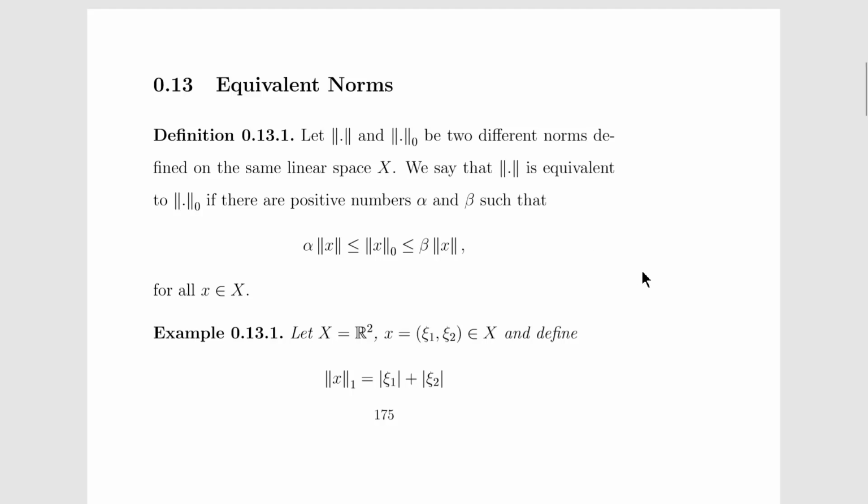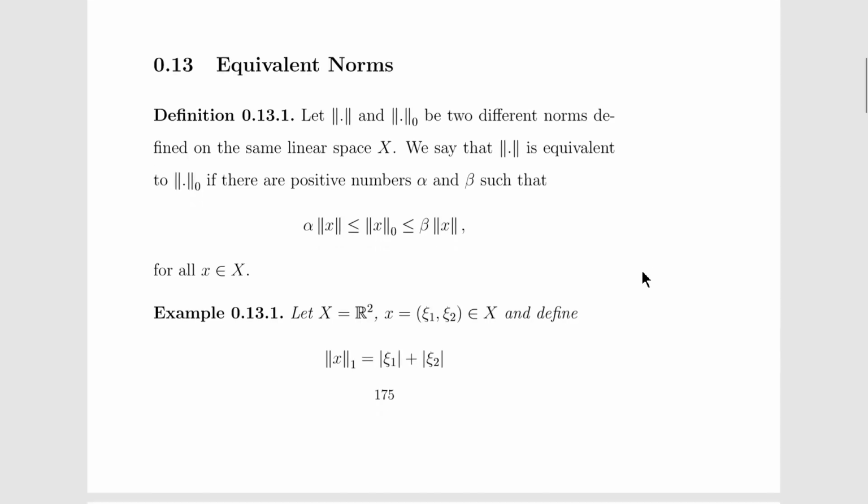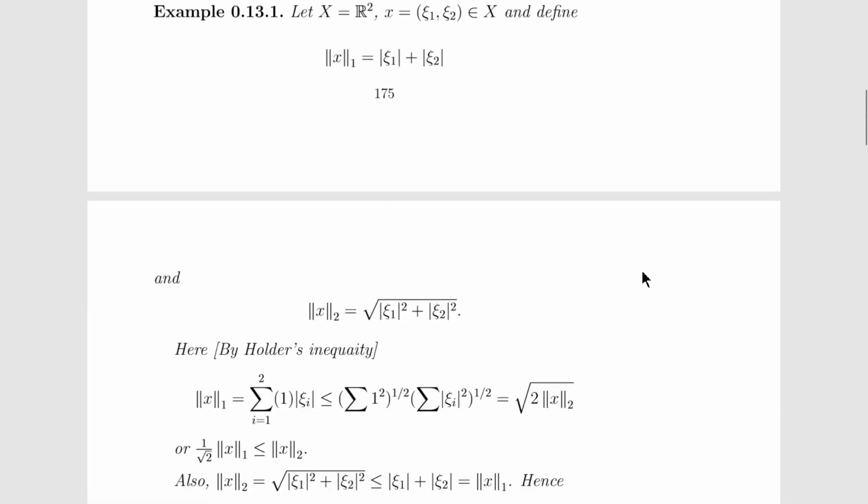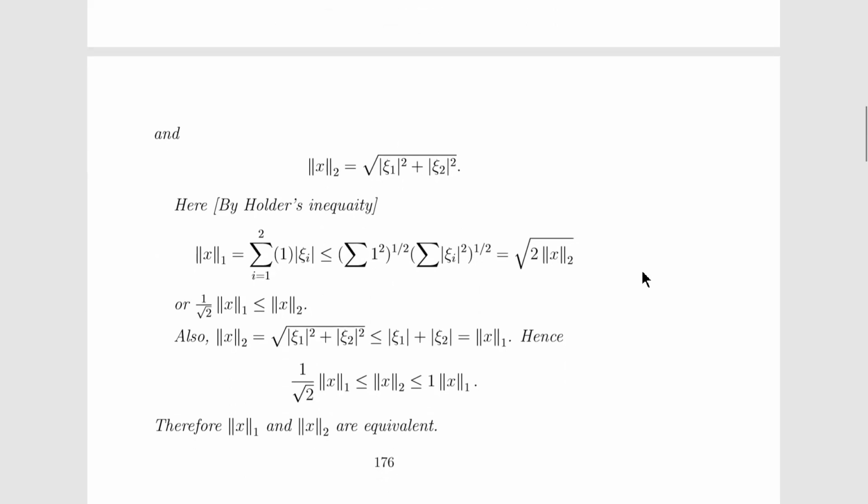For example, let X be R squared and x equal to (xi1, xi2) belongs to X. Now we define the norm 1 as the summation of modulus xi1 plus modulus xi2. And we define the norm 2 as the square root of modulus xi1 squared plus modulus xi2 squared. So now we have to check the equivalence of these two norms.